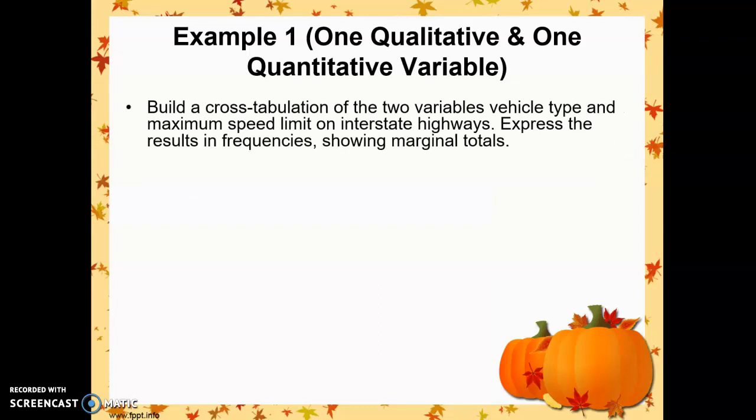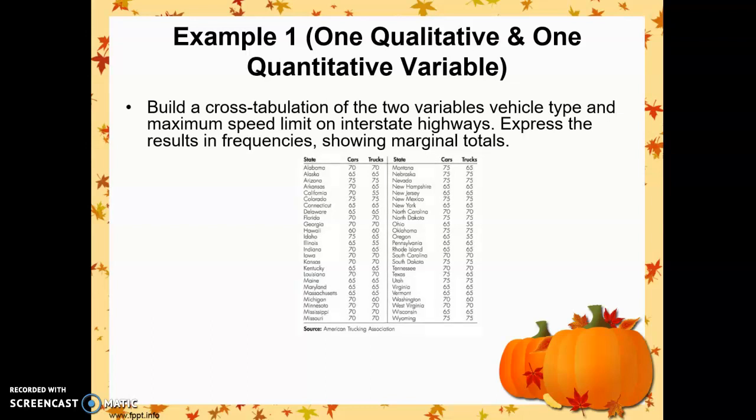We want to start by building what's called a cross tabulation of those two variables, which are vehicle type and maximum speed limit on interstate highways. And we're going to start by expressing the numbers in our cross tabulation in frequencies. So how many states had a maximum speed limit of 55 for cars? How many states had a maximum speed limit of, say, 55 for trucks, and so on?